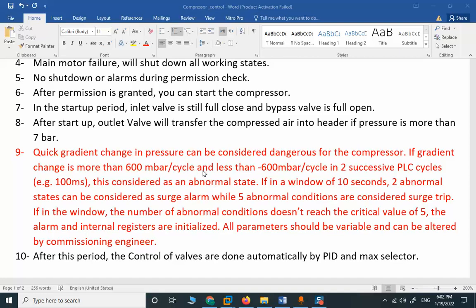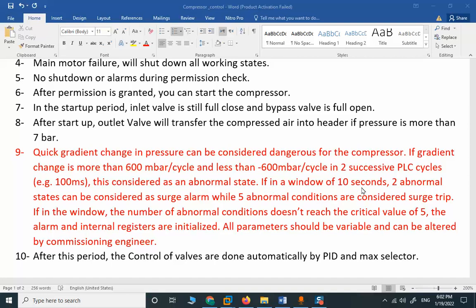600 millibar per cycle and less than minus 600 millibar per cycle in two successive PLC cycles, each cycle is 100 milliseconds as an example, you can consider it less than 100. This is considered an abnormal state.